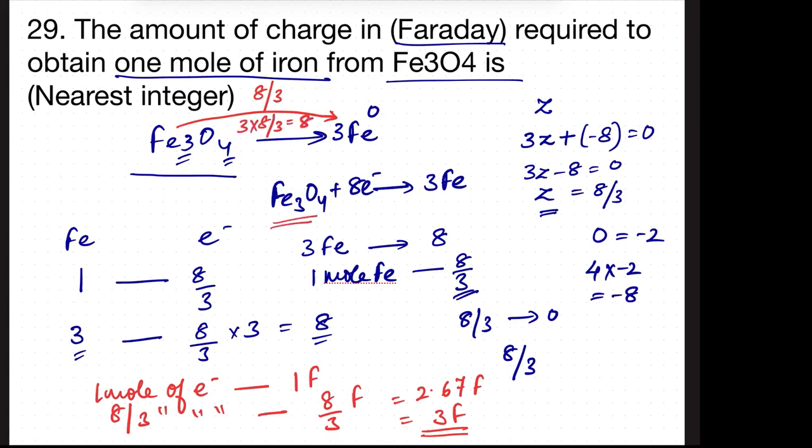So 1 mole of Fe3O4 accepts 8 moles of electron, giving 3 moles of iron. So to obtain 1 mole of iron, 8 by 3 moles of electron will be required, which is equal to 8 by 3 Faraday, which will be equal to 2.67 Faraday, and the nearest integer value will be 3 Faraday.